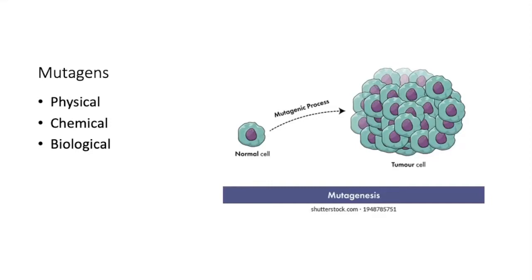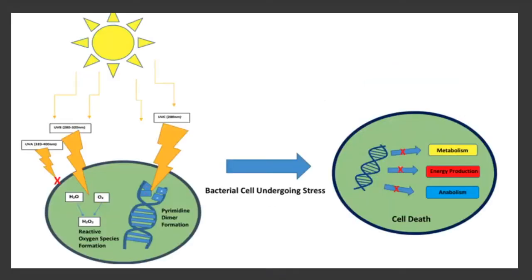Mutagens may be physical, chemical, or biological. We're exposed to mutagens on a daily basis. However, our DNA repair systems are usually able to detect changes in the DNA and fix errors. Mutagens become a problem when the repair system is compromised and may lead to diseases such as cancer.